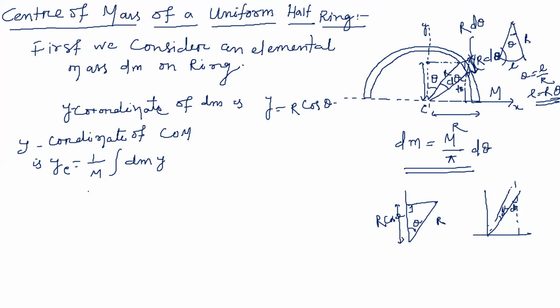Yes or no? So that is going to be how much? 1 by m integration, in place of dm what will we write, students? m by pi into d theta, correct? In place of y, what will we write? r cos theta, which we found as the y coordinate. Okay, are you able to understand?